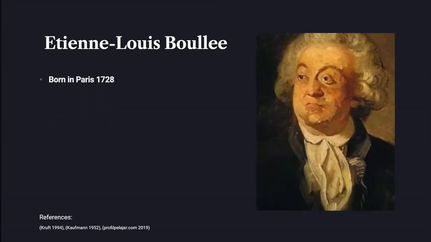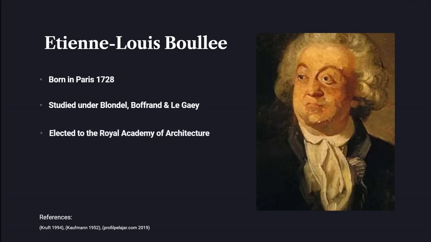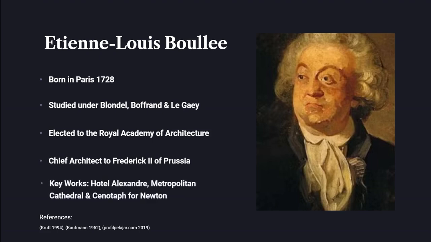Born in Paris in 1728, he studied under Blondel, Bertrand, and Leguay, from whom he learned French classical architecture principles and the evolved neoclassicism in the 1750s. Elected to the Royal Academy of Architecture in 1762, he became chief architect to Frederick II of Prussia. Although most of his work no longer exists, his key works include Hôtel Alexandre, Hôtel de Brunoy, Metropolitan Cathedral, and the Cenotaph for Isaac Newton.